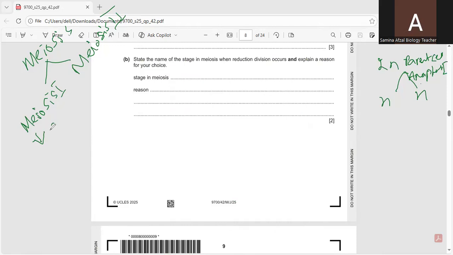Meiosis 2 is an equational division because it separates the sister chromatids, which does not change the chromosome number. So the name of the stage during which the reductional division takes place is anaphase 1.